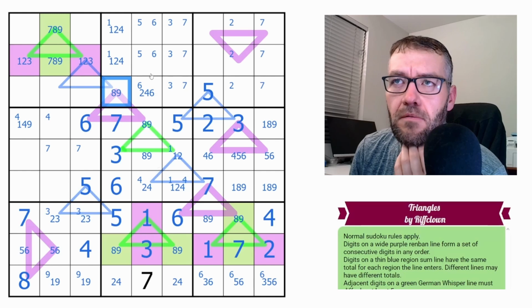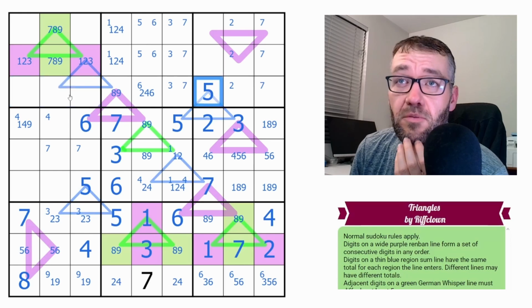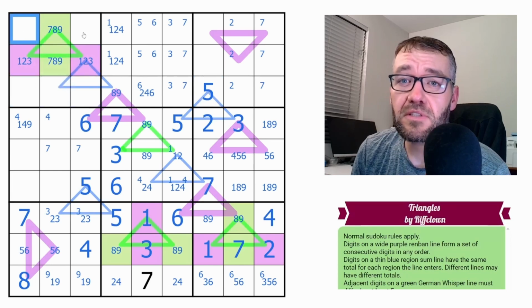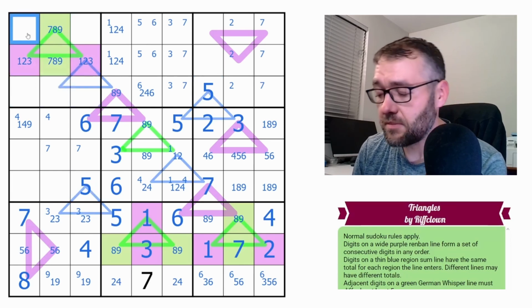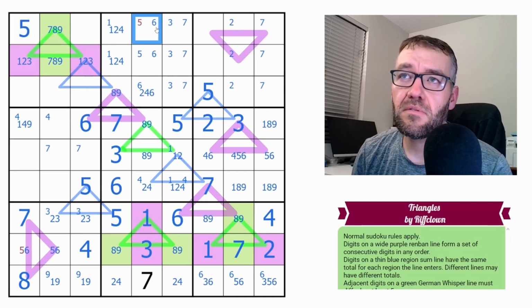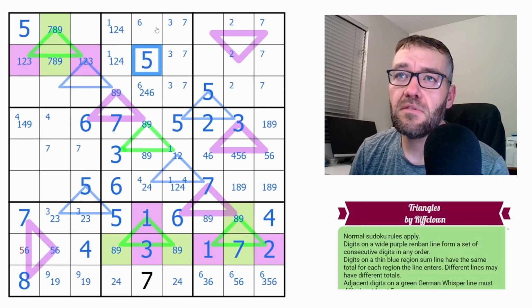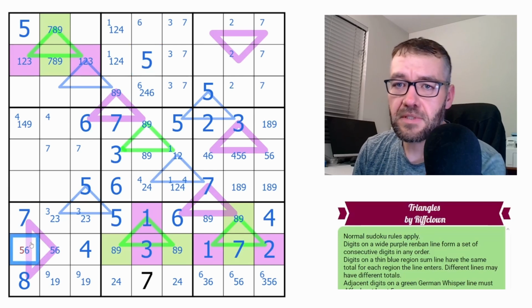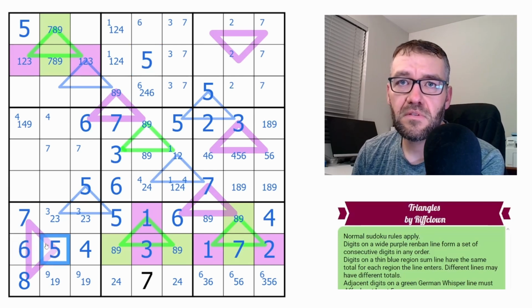8, 9, 5, 6. Where does the 5 go in here? Because this 5 removes it from here. 5 doesn't go in here, so 5 has to go in one of these two spots. Okay, this 5 looks up, so that makes this a 5. Which means this is not a 5. Which makes this a 5. Okay. Which makes this a 6 and this a 5.